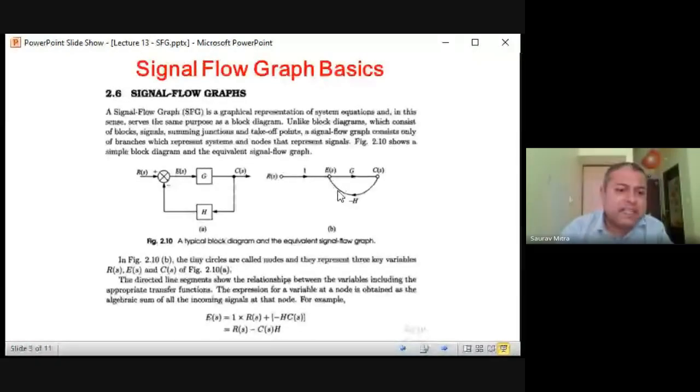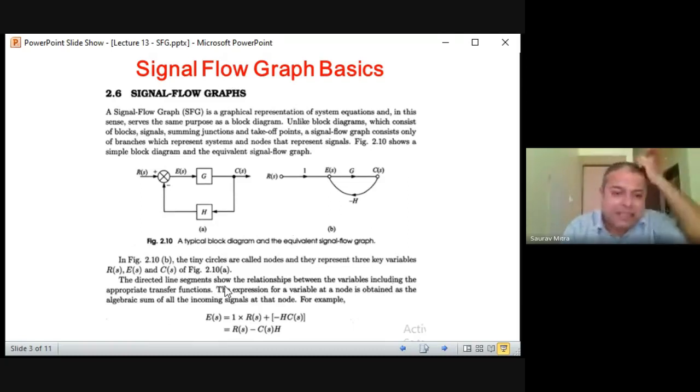So all these things I will teach you, so don't worry, it's very easy, but you have to be observant. That is the main thing. Okay, the tiny circles, these are the very tiny, small ones. These tiny circles are called nodes and they represent three key variables: RS, ES and CS. So RS, ES and CS means what is coming in, what is coming as feedback, and what is going as output. So every node might have these three points. Sometimes more than three elements can also be connected in one node. So there may be more than two inputs, and more than two outputs are possible.